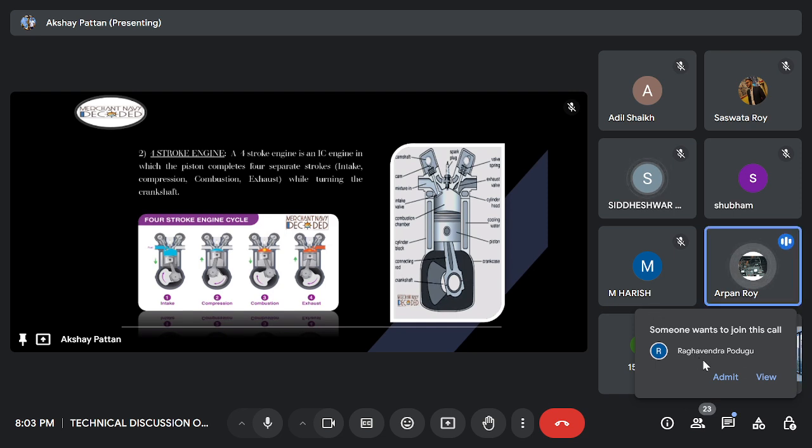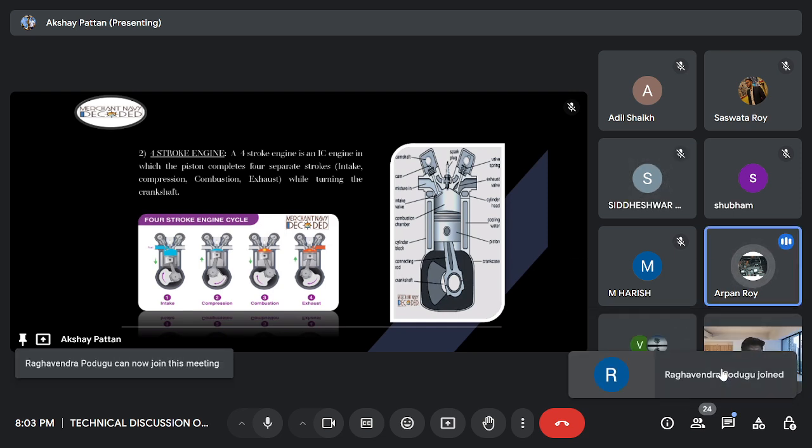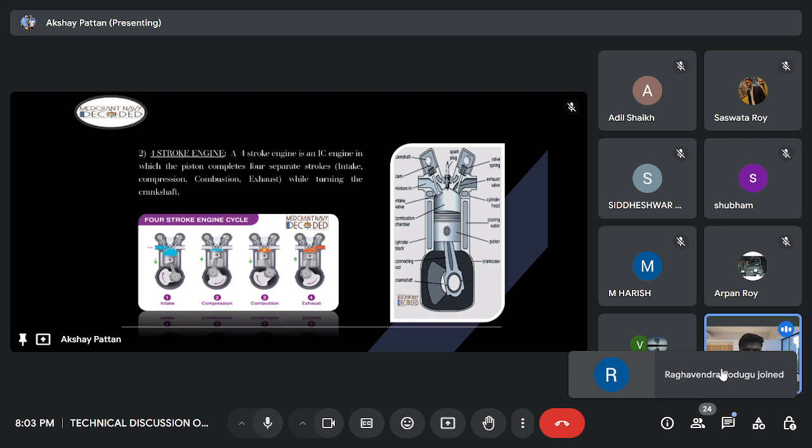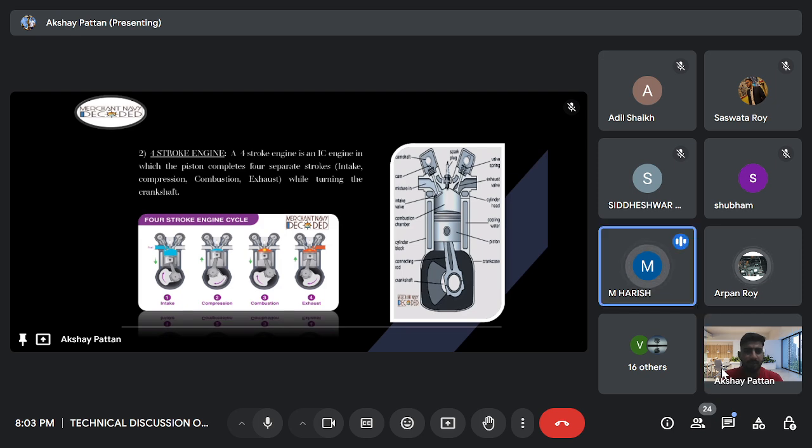Sir, as compared to four-stroke, two-stroke produces twice the power of a four-stroke engine. Okay. If two-stroke is producing more power than four-stroke engine and four-stroke is producing less power as compared to two-stroke engine, then whose efficiency is more? Sir, can you repeat again, please? You guys said that two-stroke engine produces more power as compared to four-stroke engine, right? Yes, sir. Then whose efficiency is more? Two-stroke engine efficiency is more or four-stroke engine efficiency is more?